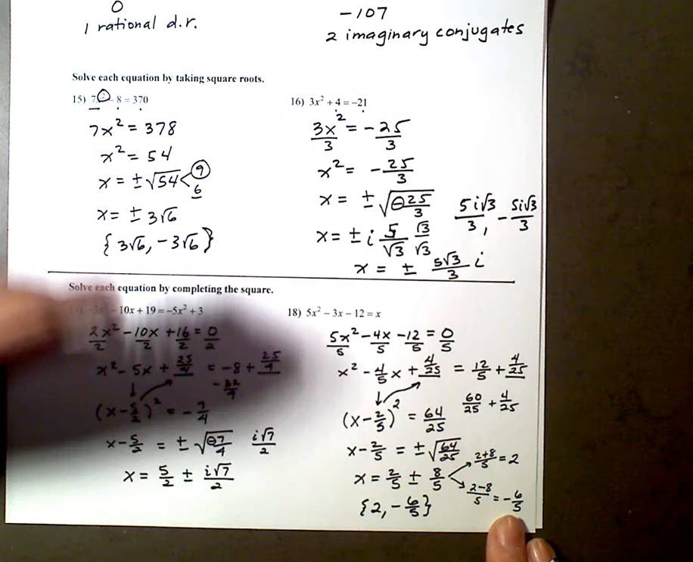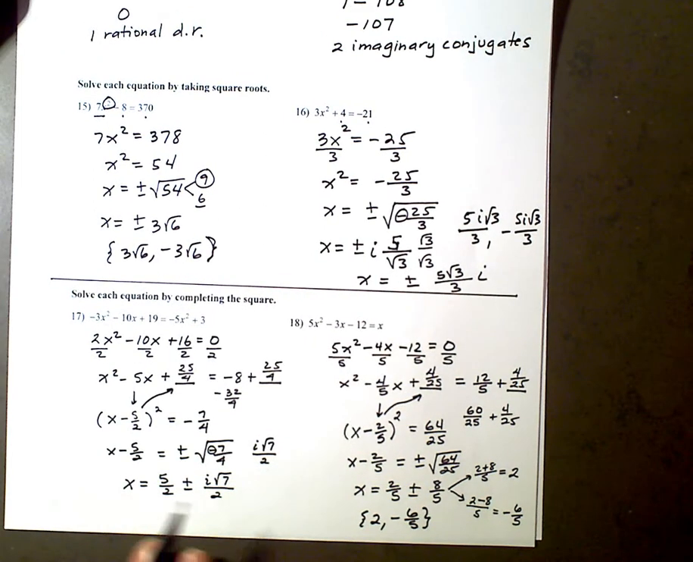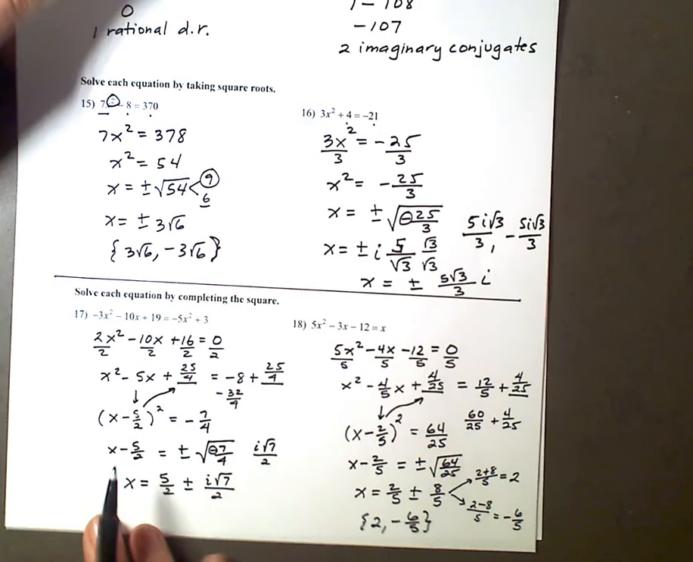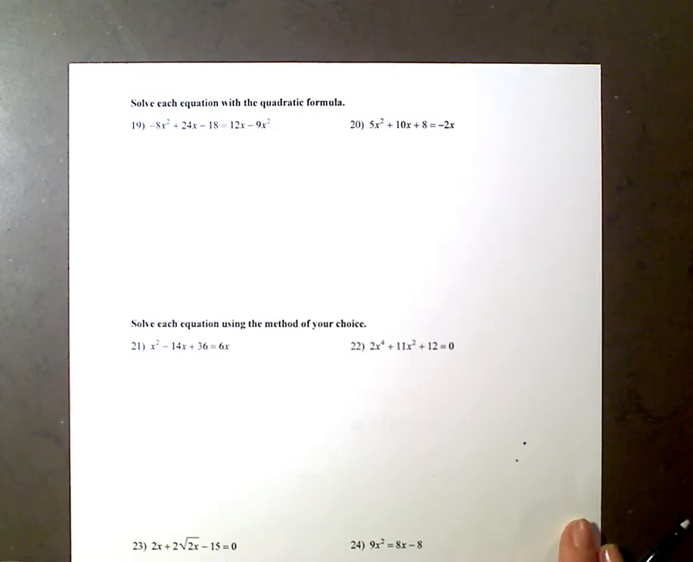So because those are rational, I know it could have been factored, but I didn't have a choice. I was asked to do this by completing the square. Okay, next we're using quadratic formula on number 19.